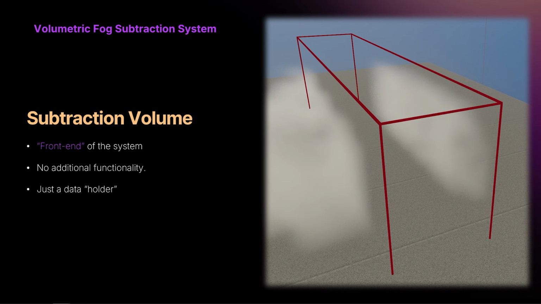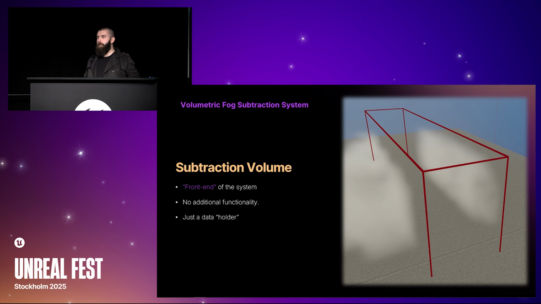So a bit more about the elements themselves. A subtraction volume is a simple actor that has a box volume, and that box volume is specifically a front end for the artist, where it defines an area and scale of the subtraction box for the volume itself. It doesn't do any data processing in itself. It's just a data holder actor in essence.